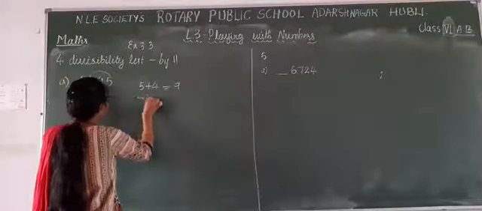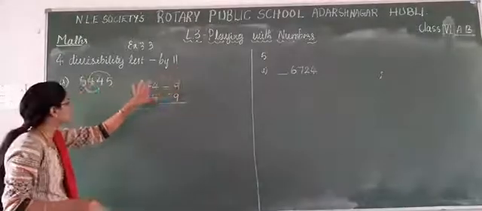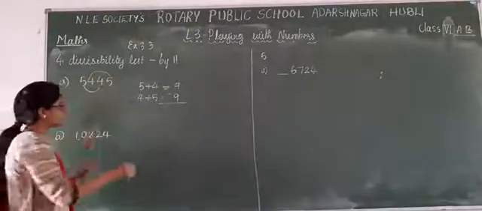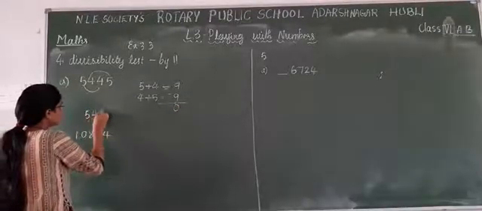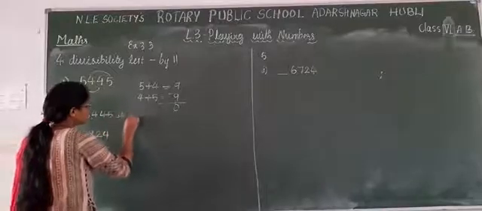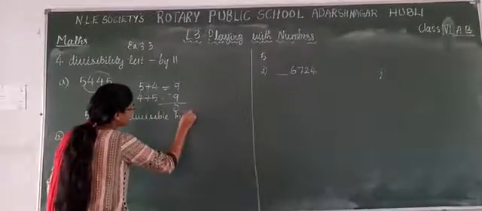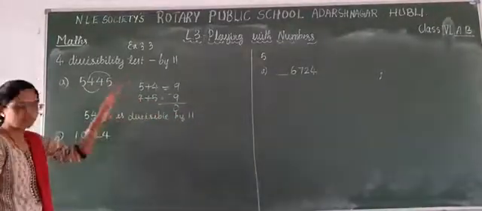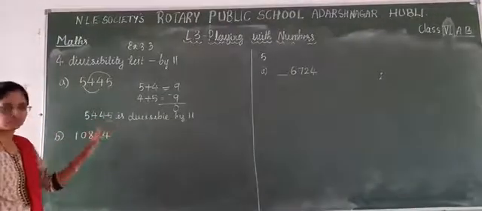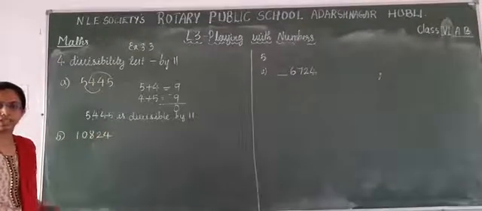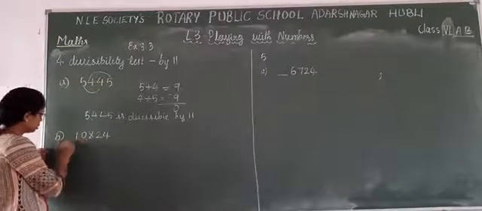4 plus 5 is 9. The difference between the sum of digits of the number in the odd places and even places is 0. If it is 0, then 5445 is divisible by 11. Either the difference between the sum of digits in the odd places and even places is 0, or it is 11 or a multiple of 11, then that number is divisible by 11. Next question, B.